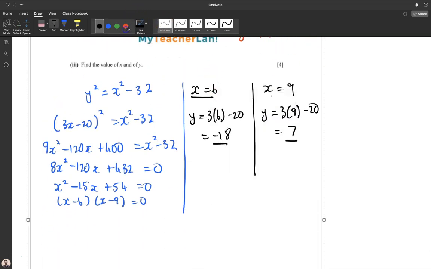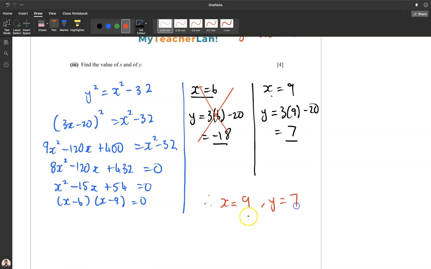Therefore, we will not be taking this answer. We will only be looking at this. Therefore, x equals 9, y equals 7. That's your final answer.